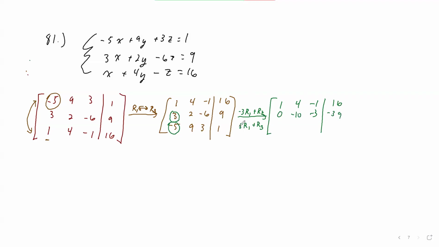All right, keep going. 5 times 1 is 5 plus negative 5, 0. 5 times 4 is 20 plus 9, 29. 5 times negative 1, negative 5 plus 3, negative 2. 5 times 16. Hold on, let me pull out a calculator. I think that's 80. So that's 80 plus 1, so 81.